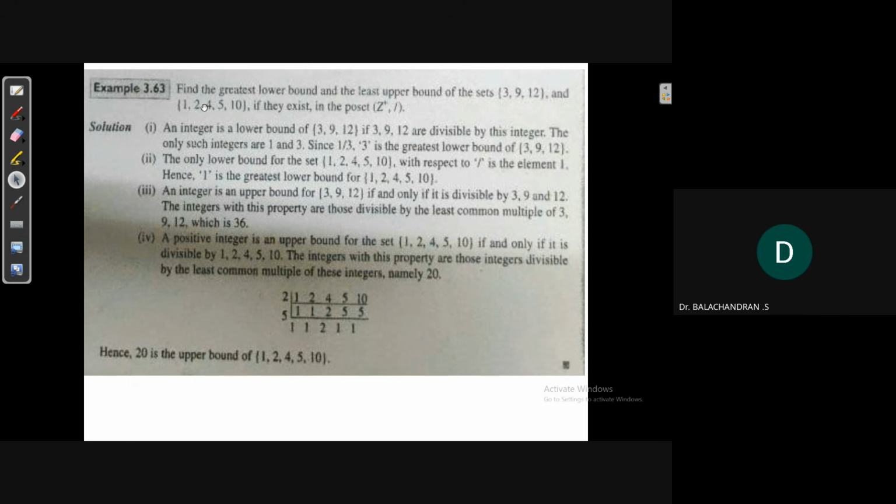Similarly, for {1, 2, 4, 5, 10}, you need to find the lower bound. The lower bound is 1, because 1 divides everything. So the greatest lower bound is also 1. For this set, you need to find the least upper bound, which means you need to find the LCM. The LCM of 1, 2, 4, 5, 10 is 20. So 20 is the least upper bound. You can check it, and if you have a doubt, you can ask me.